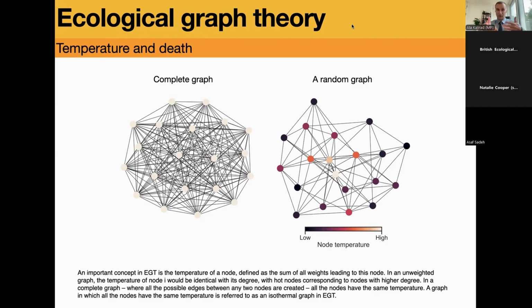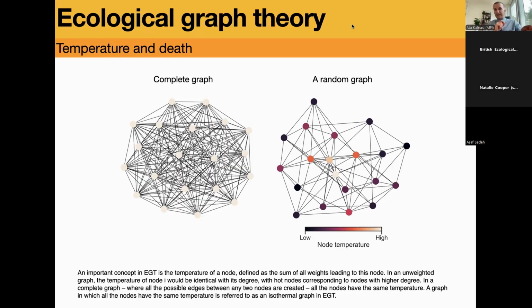equivalent dynamic to the classic Lotka-Volterra model, because even in the Lotka-Volterra model, you really don't have any structure. And actually, in the paper, we show that is the case. So the complete graph really mimics the behavior that you would expect from the Lotka-Volterra model. But on the right side, you see a random graph. And in a random graph, since not all the possible edges are realized, you have variance in the temperature of nodes. So you have some nodes that are very hot, with many connections, and you have nodes that are very cold.